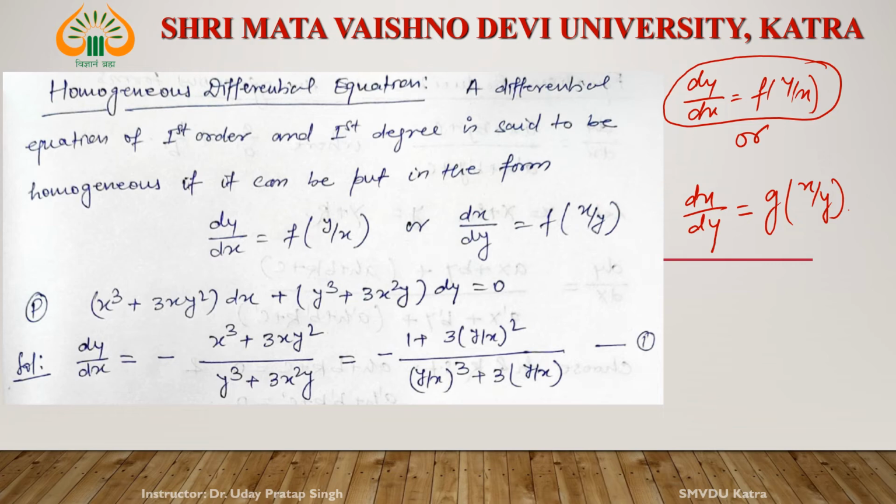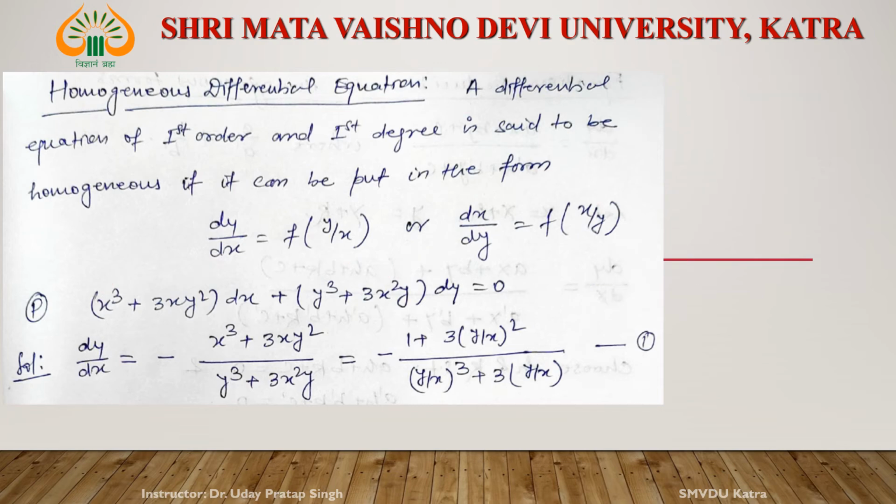Or simply, in our language, we can say check the power of dependent and independent variable. If the power of dependent and independent variable in each term are same, then such a differential equation is homogeneous. Suppose what is this? 3. x power 1, y power 2, that is 3. This is 3. This one is 3. So this differential equation is homogeneous.